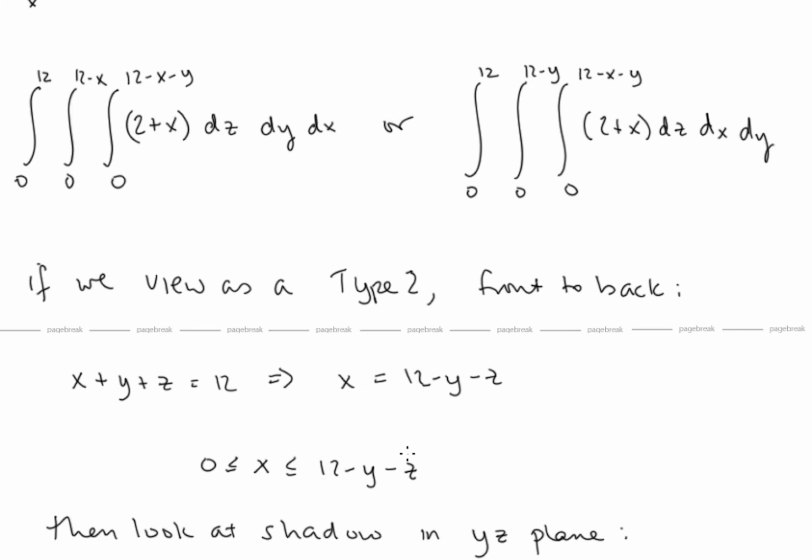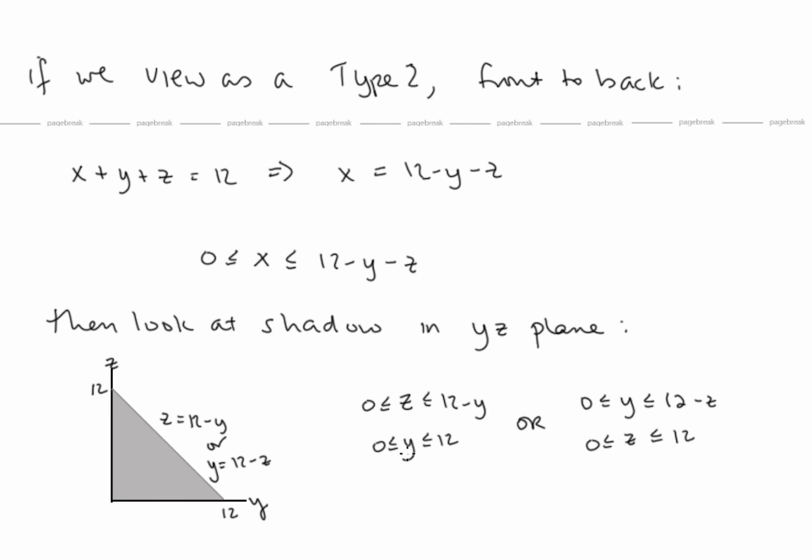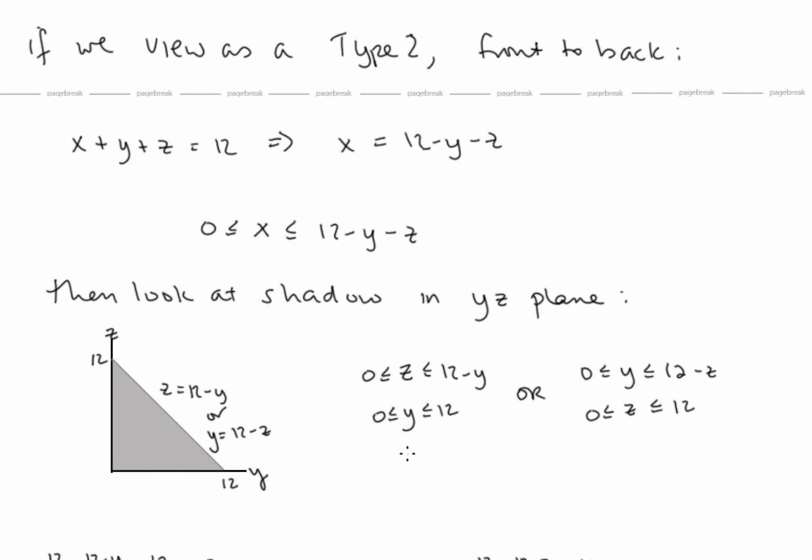Let's take a look at describing this region as a type 2 front to back solid. Then the plane x plus y plus z equals 12 is going to be the front surface. So that's x equals 12 minus y minus z. And the back surface is going to be the yz plane, or x equals 0. So x goes from 0 to 12 minus y minus z. And then we'll look at the shadow that this casts in the yz plane.